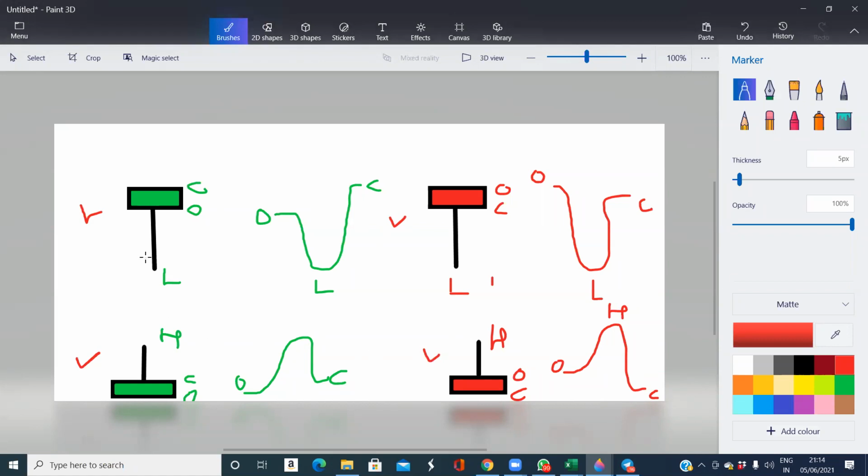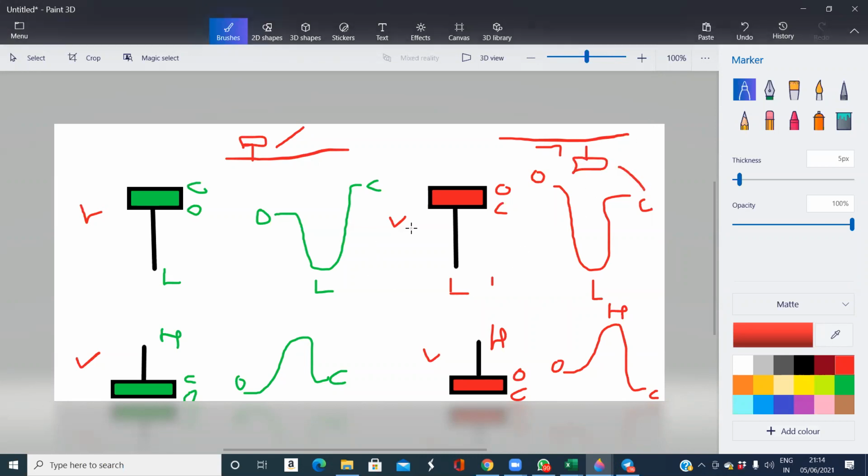So when this hammer and this hammer occur at the support, this is the support line, and here it formed the hammer, then there is a high chance the price will go up from there. And when this hammer and this hammer form at the resistance line, suppose this is the resistance line and this hammer is formed there, it is formed here, so there is a high chance the price may go down from there.